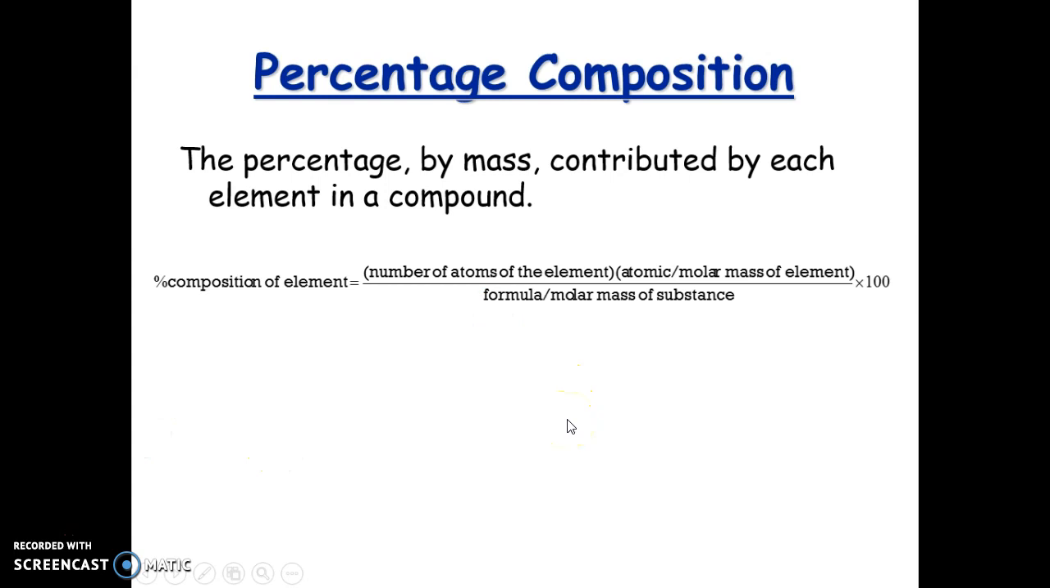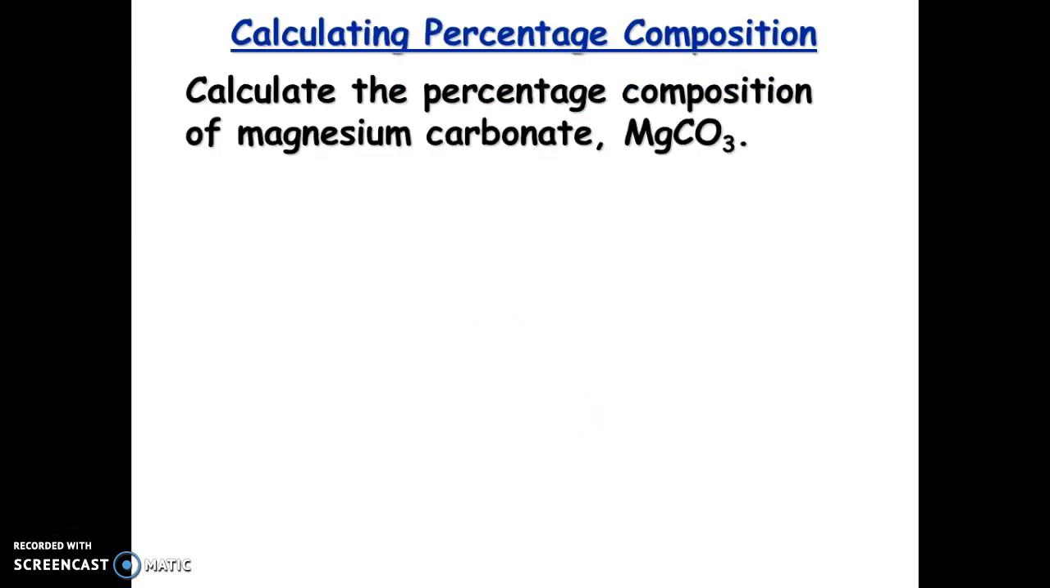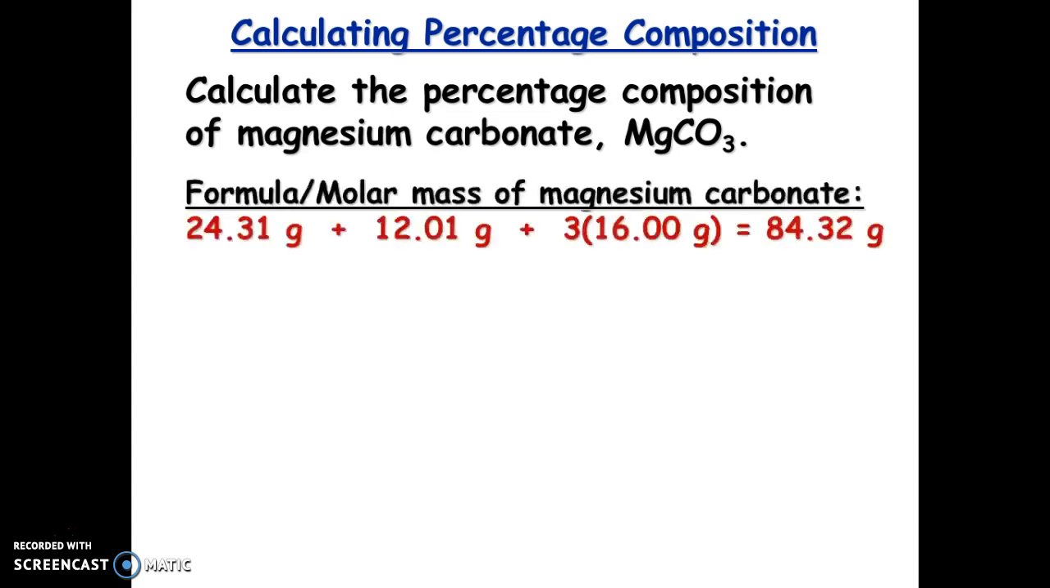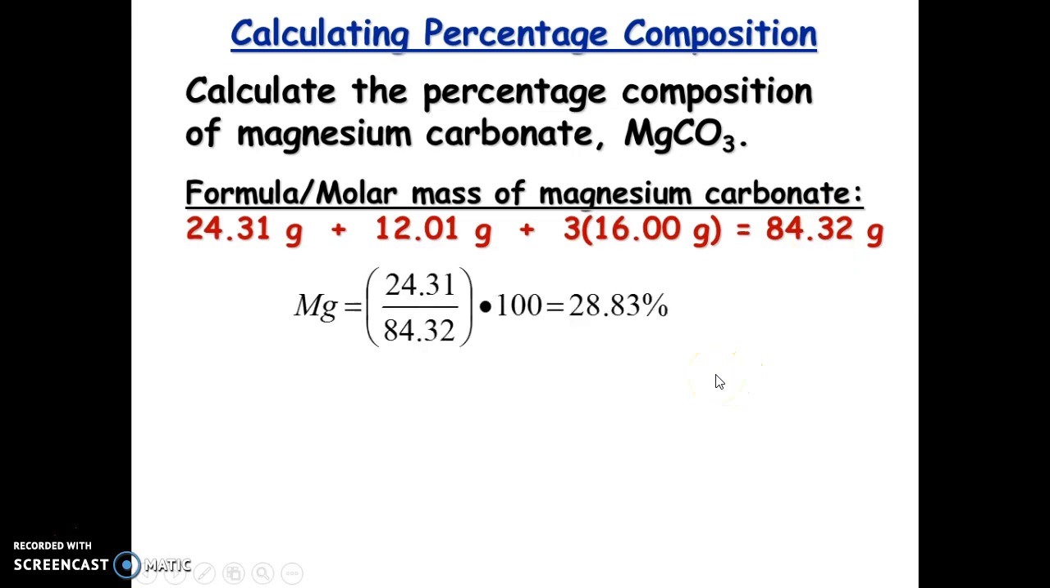So it's a pretty straightforward formula. It's pretty intuitive. But here's an example just to make sure that you're comfortable with the idea. This is not something we did in first year, but I think it's something that you can pick up pretty quickly. So first thing we want to do is figure out for magnesium carbonate what the molar mass is going to be. So you've got the mass of 1 magnesium, the mass of 1 carbon, and the mass of 3 oxygens, which gives you 84.32 grams.